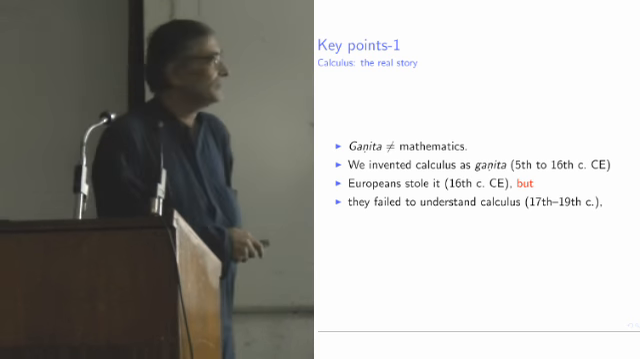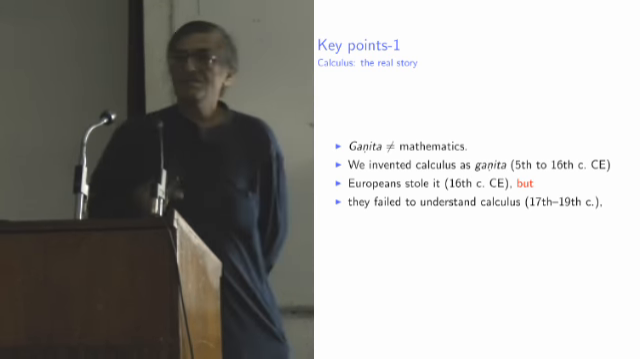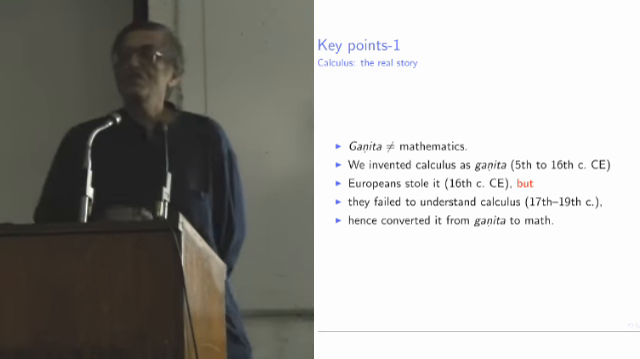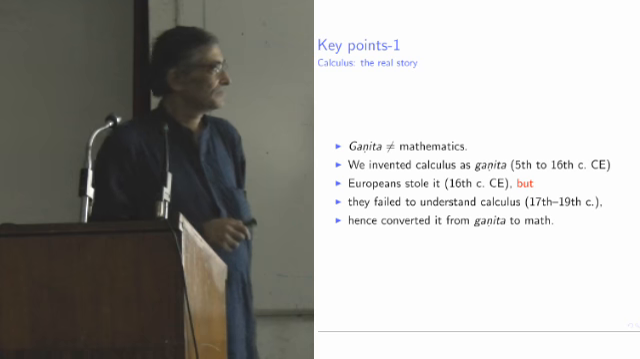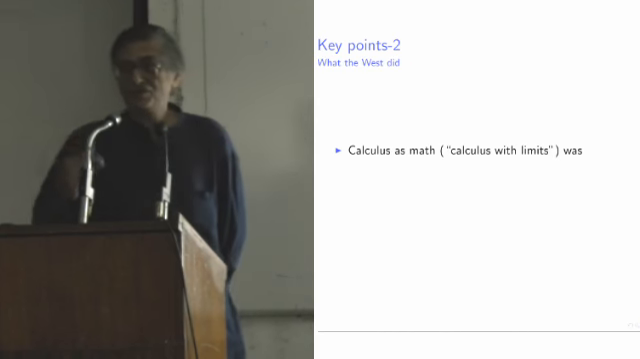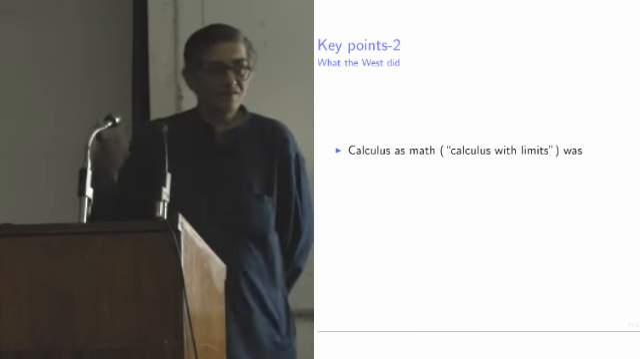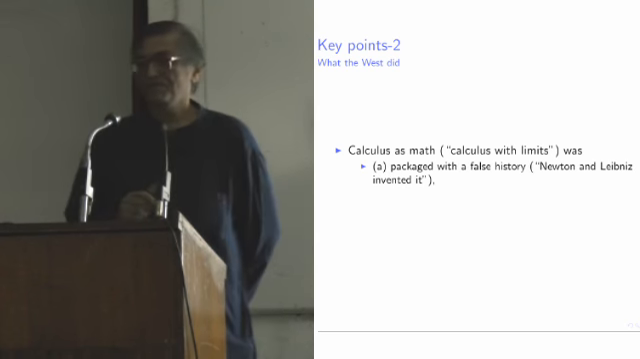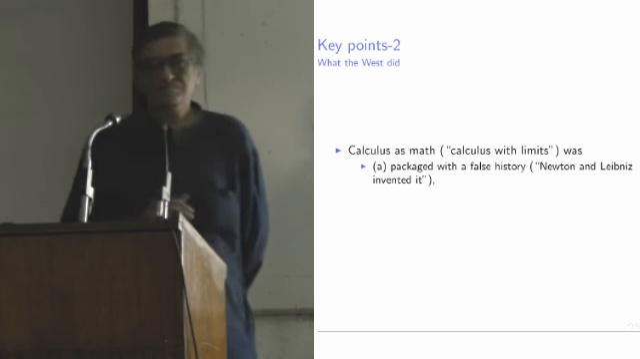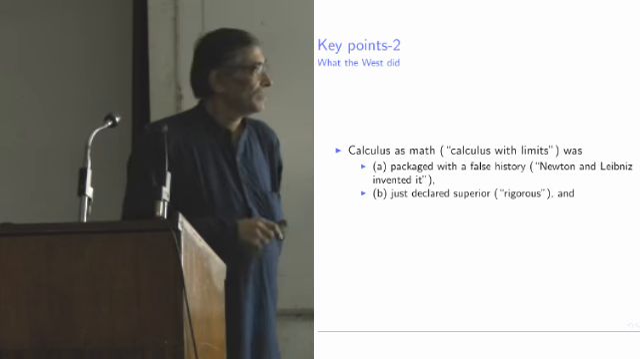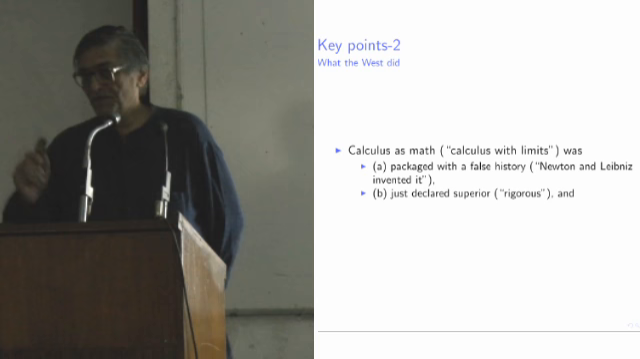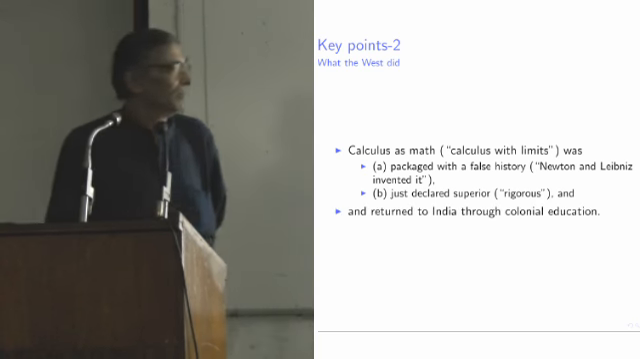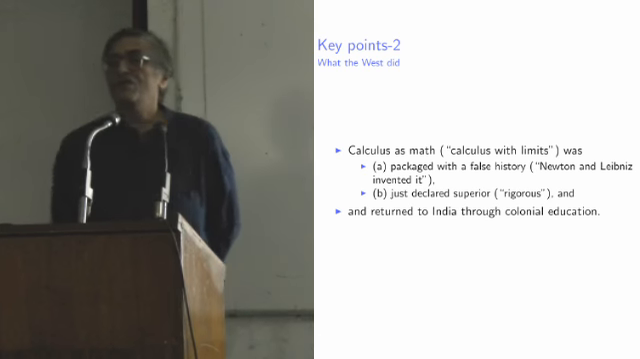They didn't understand it. And then, to fit with their cultural framework, they converted it from Ganit to mathematics. That is what we teach today, calculus with limits, real line, derivative, so on. This was packed with the false history, Newton and Leibniz invented, and declared to be superior. Still people who do it. So rigorous. It was returned to India through colonial education.